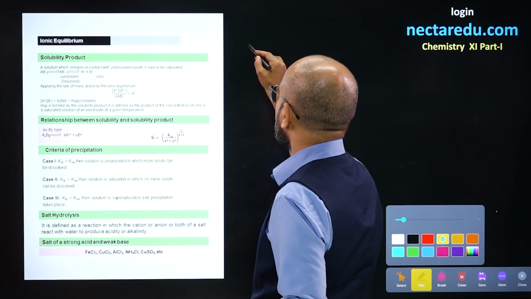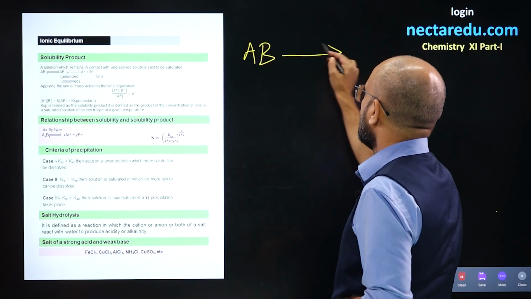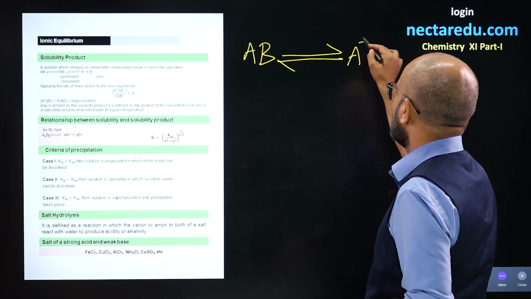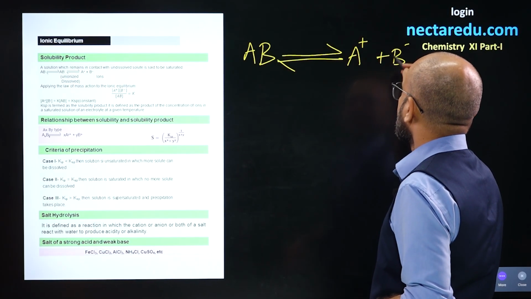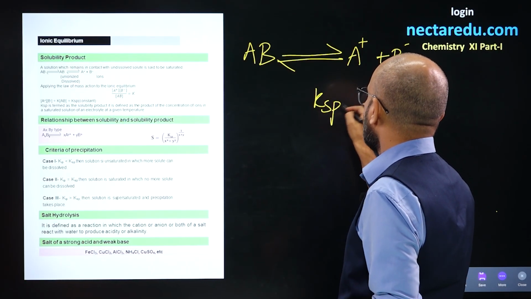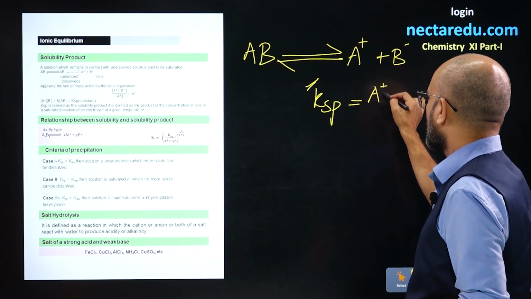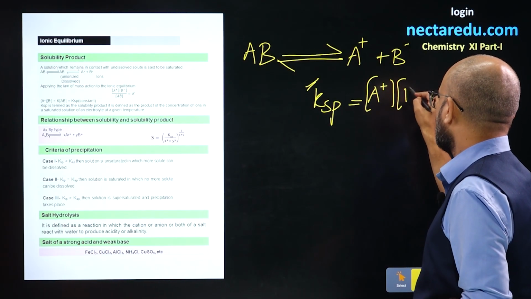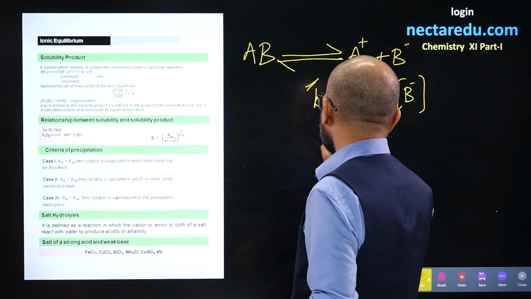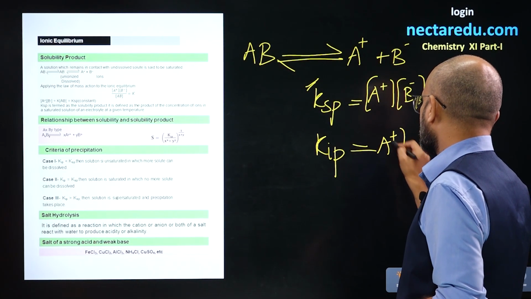Let's say I have an electrolyte AB. It ionizes in a solution to give A plus and B minus. So what will be the solubility product for this? Solubility product is represented by Ksp, and this will be equal to the concentration of A plus ions into the concentration of B minus ions. Alright, and what is ionic product? Ionic product is also written as Kip, and that is also equal to A plus and B minus.